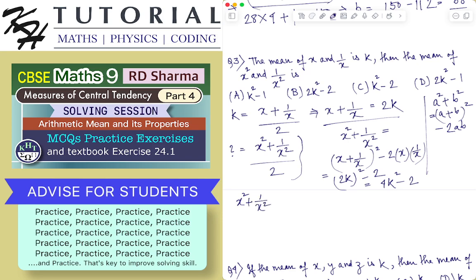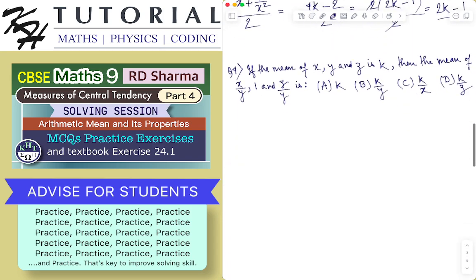So the mean of x square and 1 by x square is x square plus 1 by x square divided by 2. This will be equal to, we know x square plus 1 by x square is 4k square minus 2, divided by 2. If I take 2 common from the numerator, I have 2 into 2k square minus 1, divided by 2. 2 cancels out, and this is 2k square minus 1. 2k square minus 1 is the mean of x square and 1 by x square. So the correct choice is D. D is the correct choice.